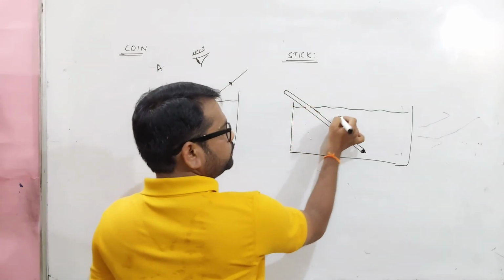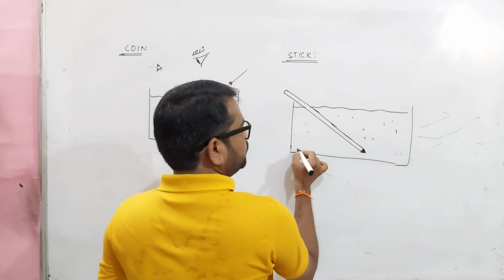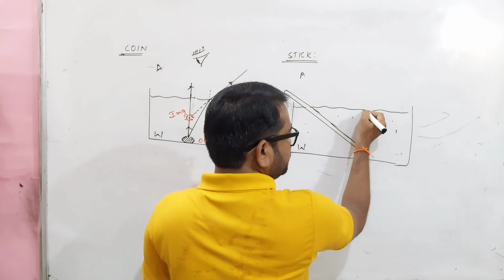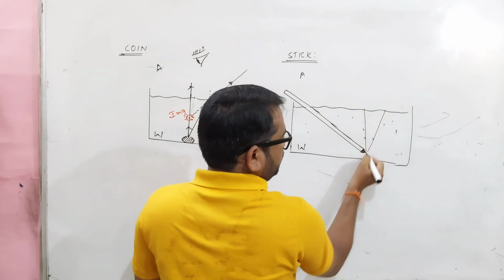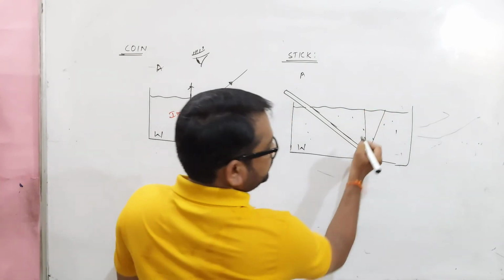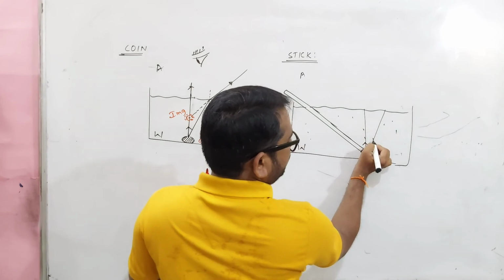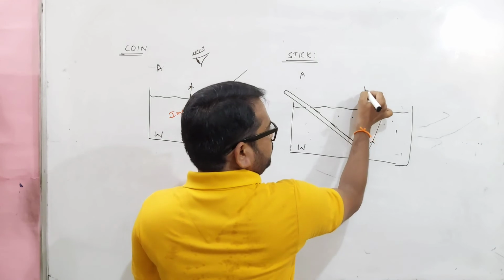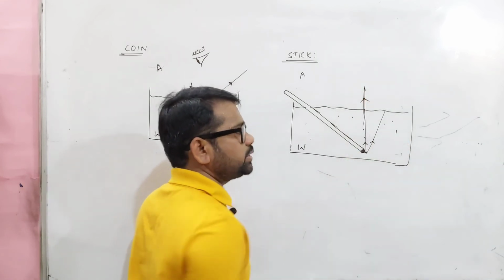So here is the water, children. It is completely filled with water, and here is the air. Now from this point, let us consider two light rays. This is a normal incidence. This is an oblique incidence. The first light ray will go undeviated. This is how it will go.